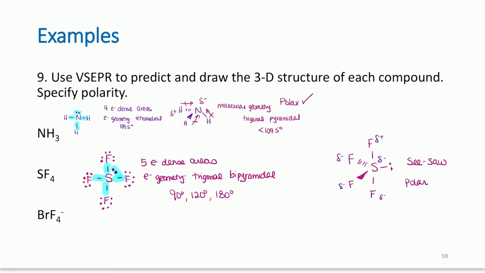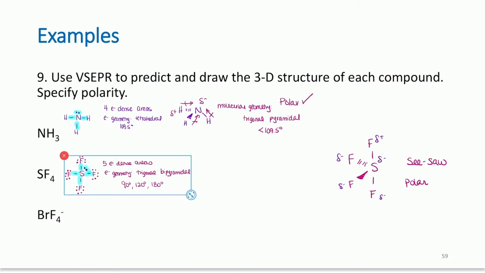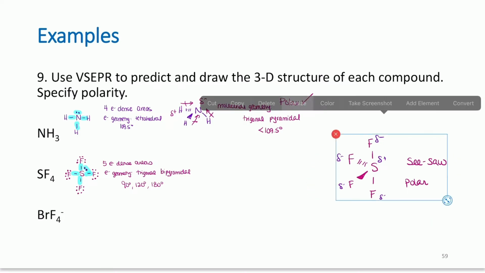And again, you don't have to draw the lone pair in here if you don't want to. Some people see it better, some people don't. That should be a negative. That should be a positive. So yeah, your fluorine is more electronegative than your sulfur.